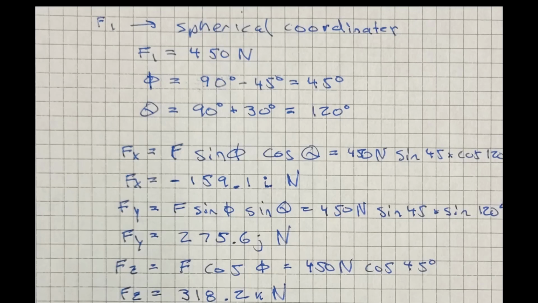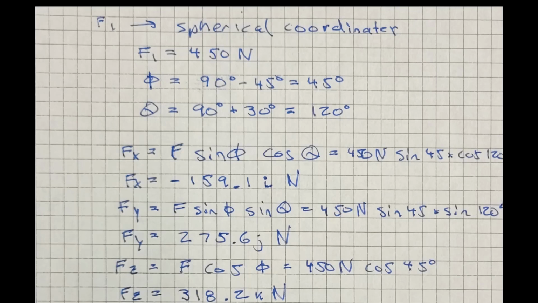Then you can see my answers: minus 159.1 i newtons for Fx, Fy is 275.6 j newtons, and Fz is 318.2 k newtons. And you notice that I am carrying forward 4 significant digits, as we want to carry at least 4 significant digits, and when we report our final answer, we will report just 3 significant digits.